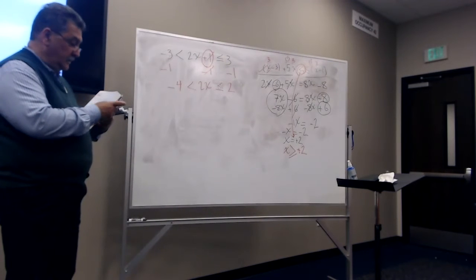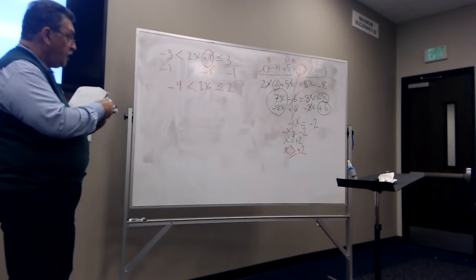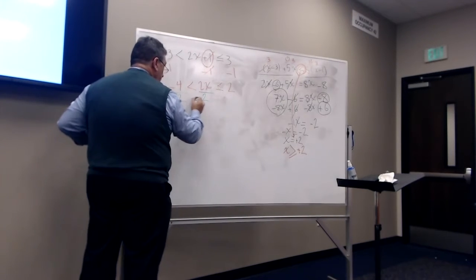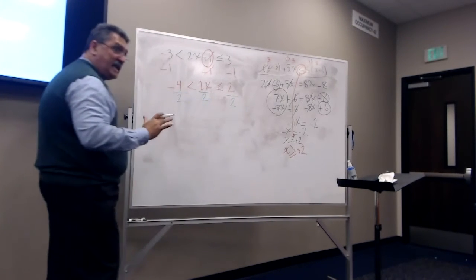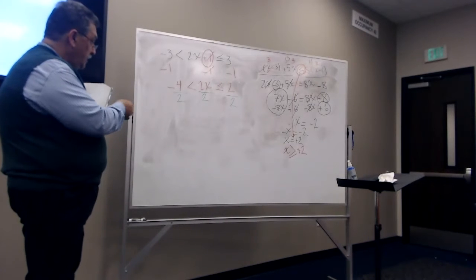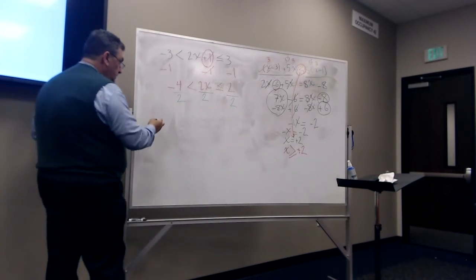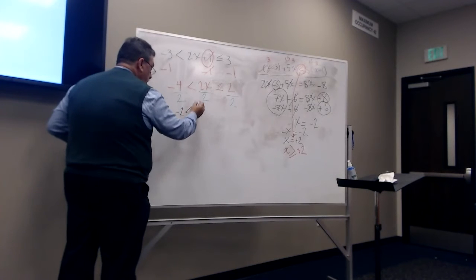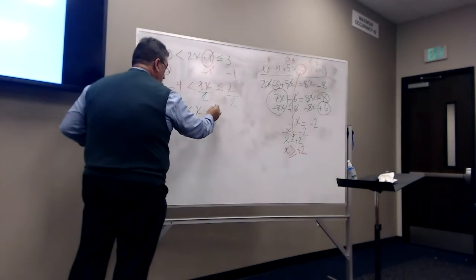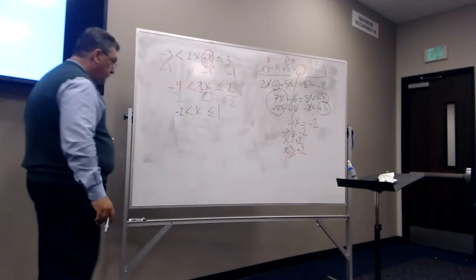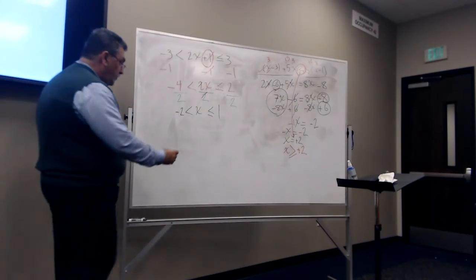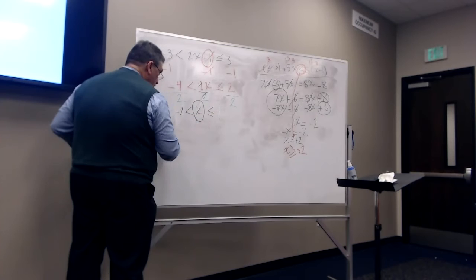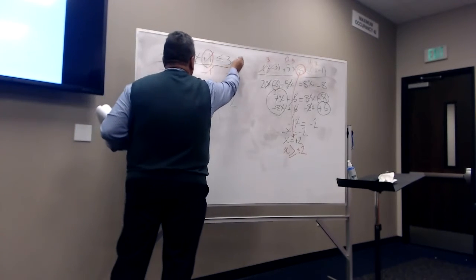Follow me? Now I divide. I want to have x here, so I divide everything by 2. And please notice, I'm not dividing by a negative number. I'm not changing the direction of the inequality. Minus 4 divided by 2 is minus 2. The 2s cancel. Less than or equal to 1. So this is your answer. For all values of x greater than minus 2, less than or equal to 1, this inequality holds.